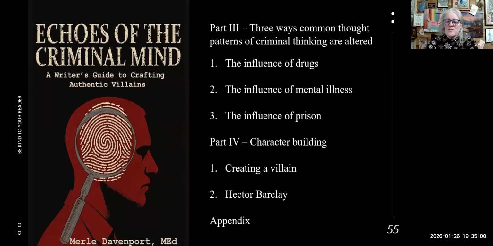Part three, 3 ways common thought patterns of criminals are altered. Talks about the influence of drugs, the influence of mental illness, and the influence of prison. So that is an interesting component that you can add to characters. Maybe you have a character with a drug problem, kind of like Sherlock Holmes. Brilliant detective, genius detective, addicted to heroin. What are you going to do? People have flaws.